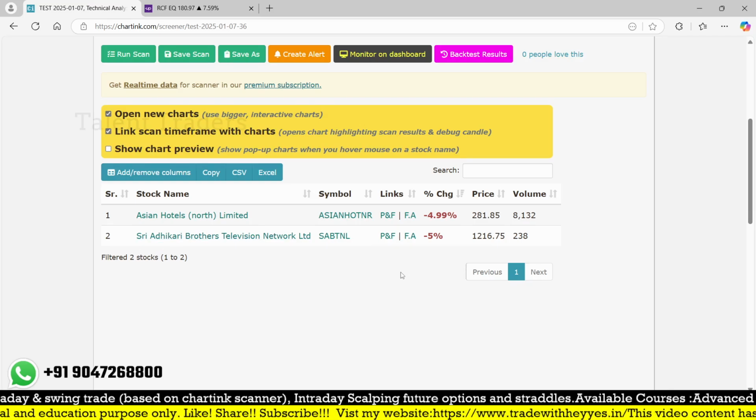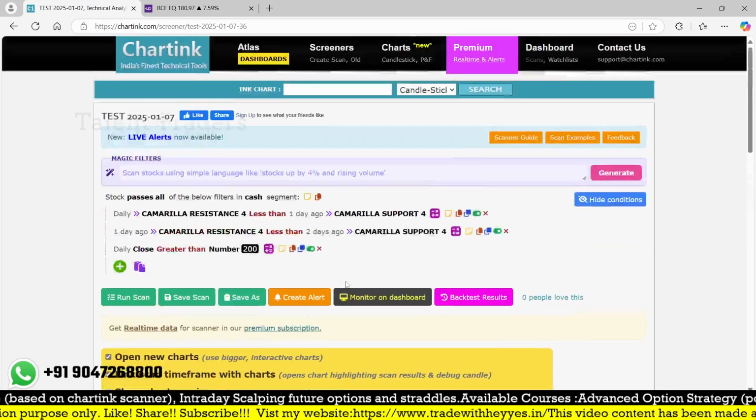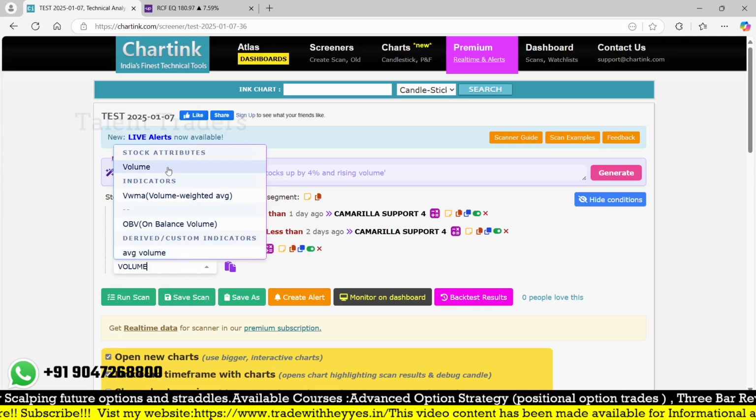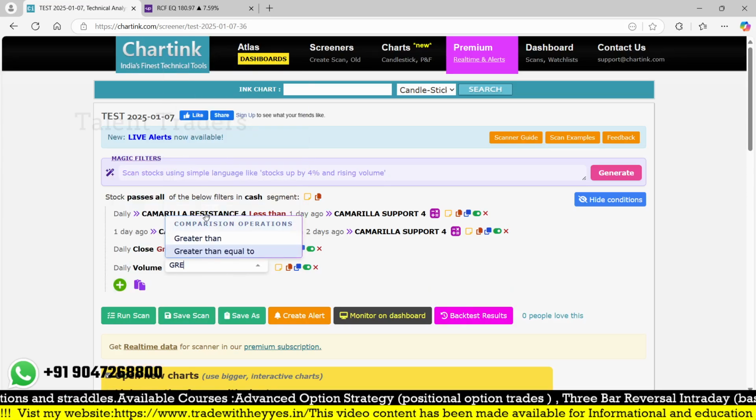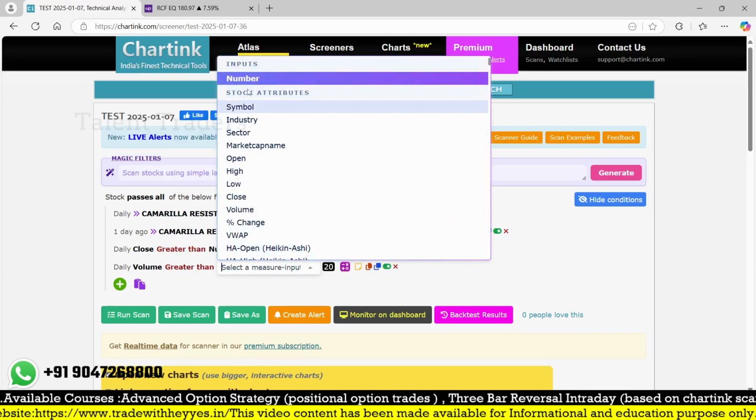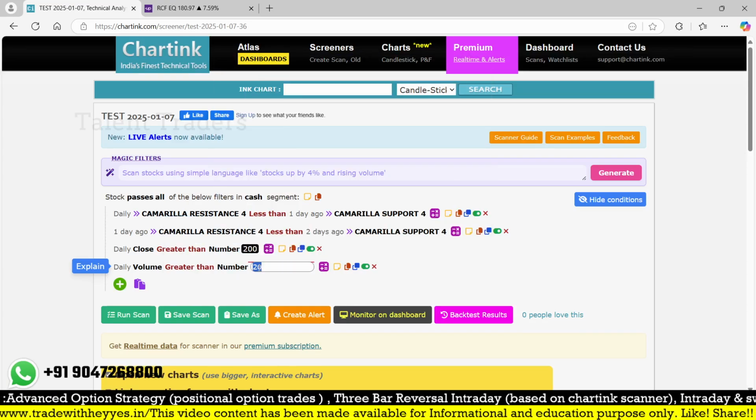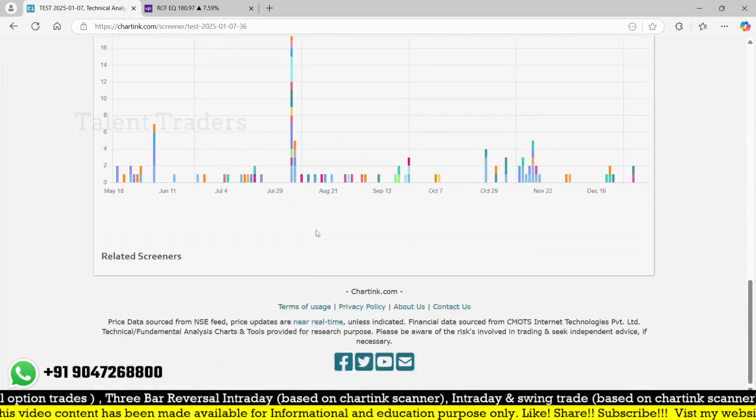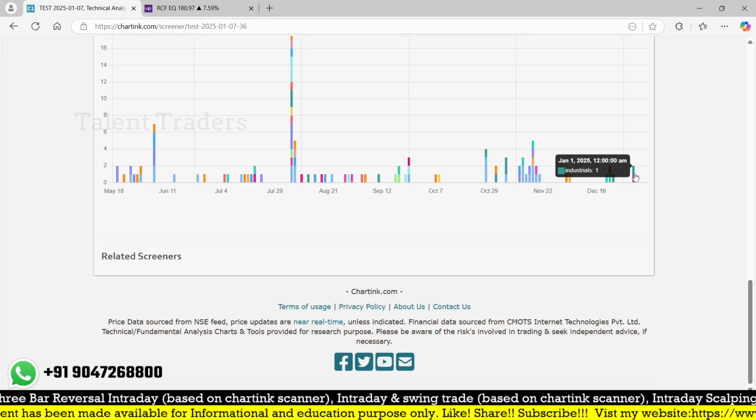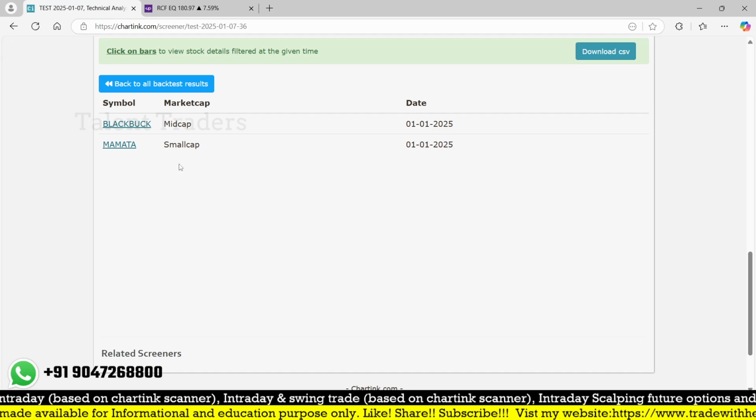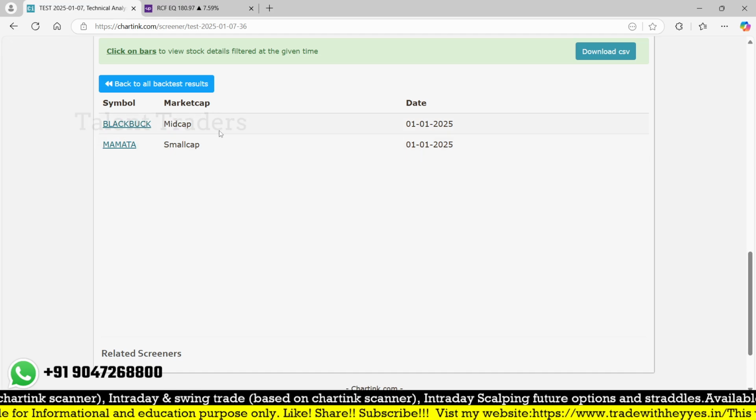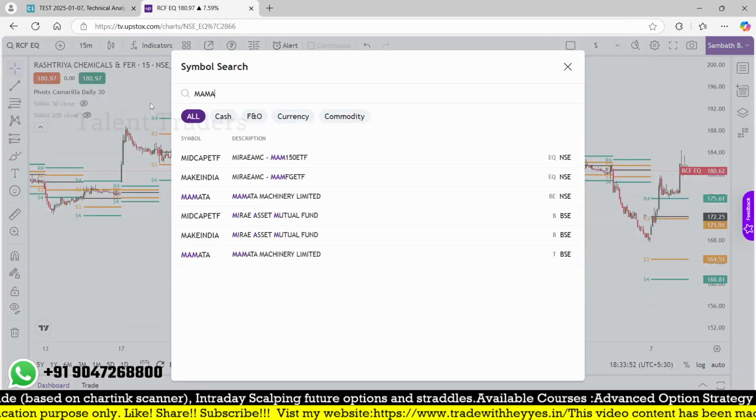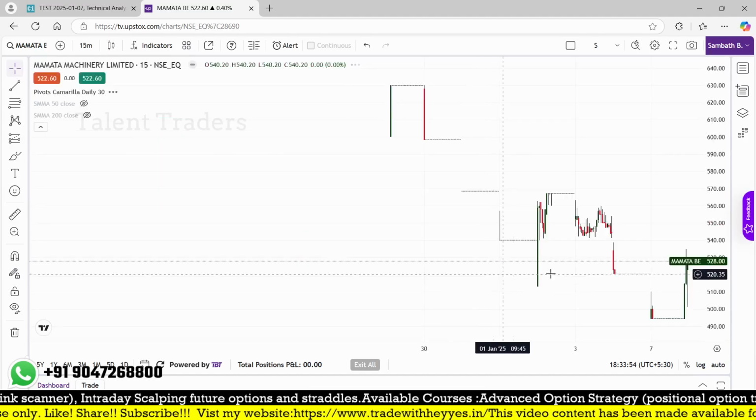You need to check volume also, as volume is very low. So we can also use a volume filter: volume must be greater than 1 lakh, or 50,000, something like that. If you add it, the stock is removed. Very few stocks at this point, January 1st. So BLA, a mid cap and small stock. Let me check that. METE, so this is the stock.